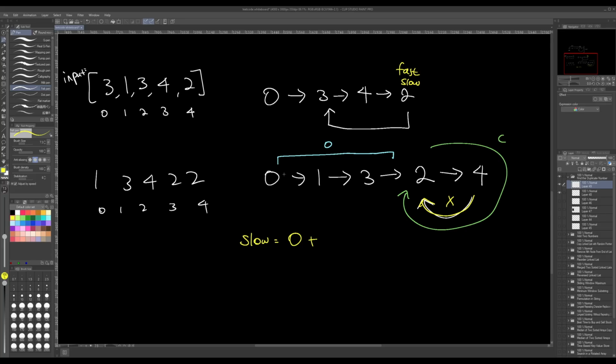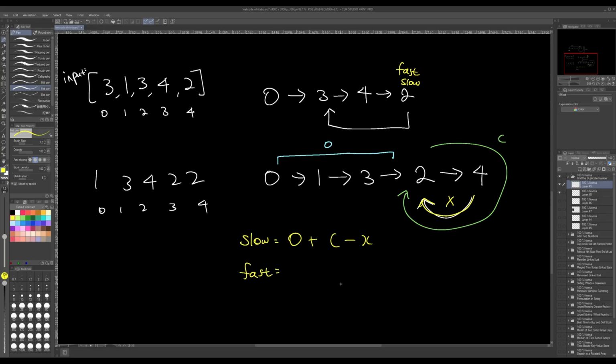So the distance slow traveled is going to be O plus C minus X, right? And this C minus X is this distance here. And of course, it might be a bit obvious to you, but this distance plus this distance is equal to C, right? C minus X plus X gives us the whole cycle. What about the fast pointer?